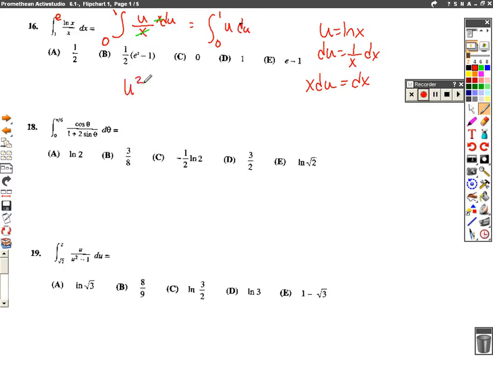Alright, that equals u squared over 2 from 0 to 1. Plug in 1, that's 1/2. Minus plug in 0, that's 0. So 1/2 minus 0 is 1/2.